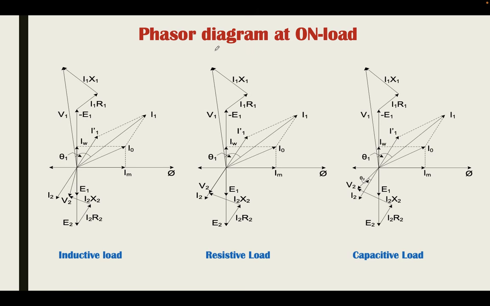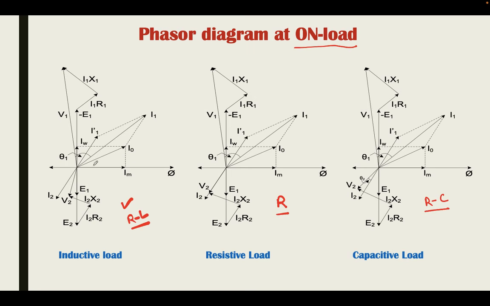Now, considering the on-load transformer, this is the phasor diagram when the transformer load is inductive. Inductive here means RL. When the transformer load is only resistive, it has resistance only. The capacitive here means RC. The nature of load is RC, the nature of load is only R, the nature of load is R and L.